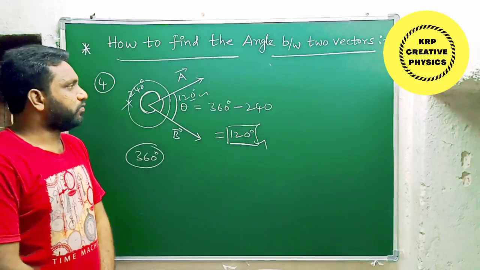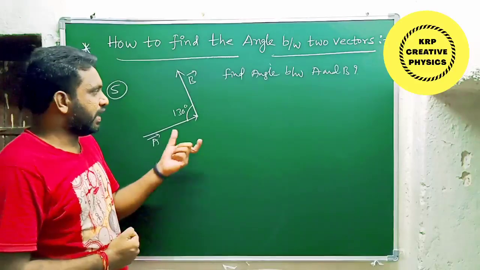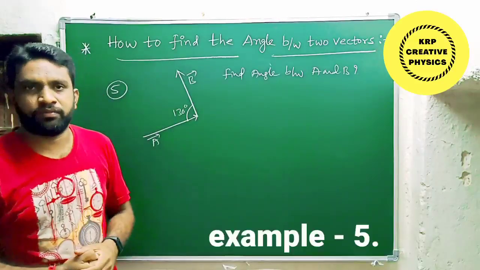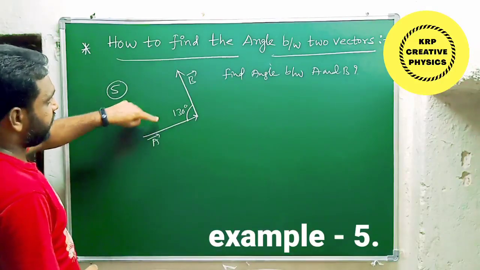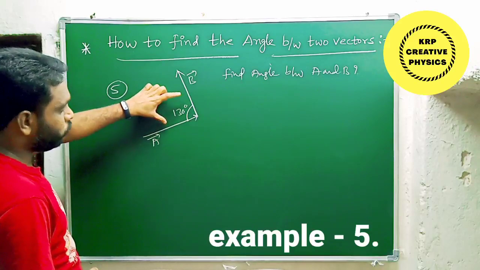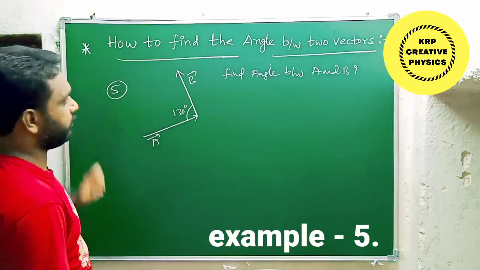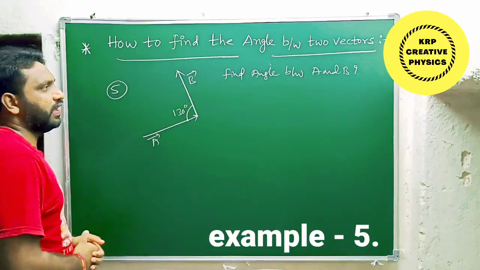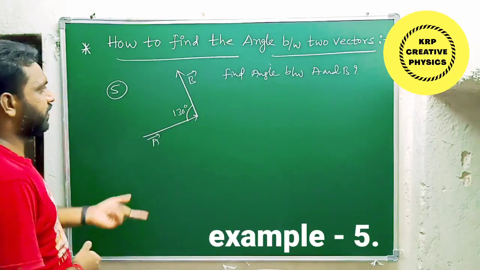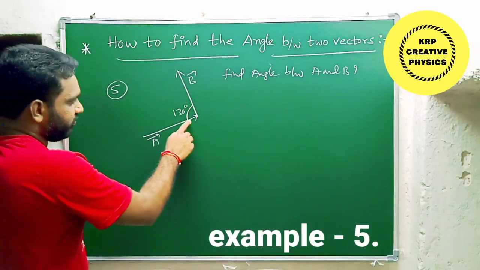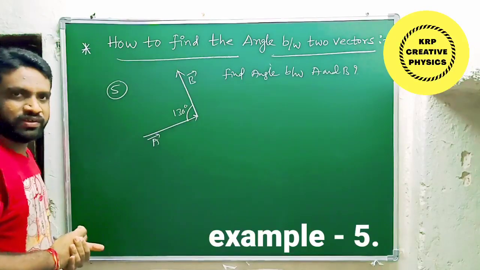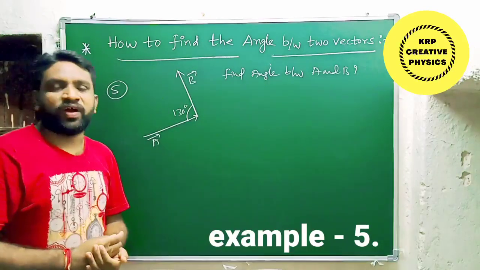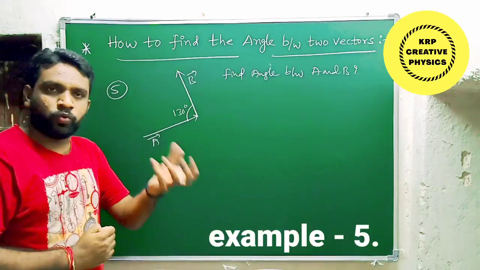So this is regarding the fourth example. We are going to learn the last and fifth example. It is also very, very important. Another model. Okay, so these are the two vectors. This is vector A and vector B. The angle between these two vectors is given as 130 degrees. But we need to find the correct angle between A and B. Why? Because it is an incorrect angle. This particular angle is considered between head and tail, so it is incorrect. We need to find the angle between two heads or two tails.